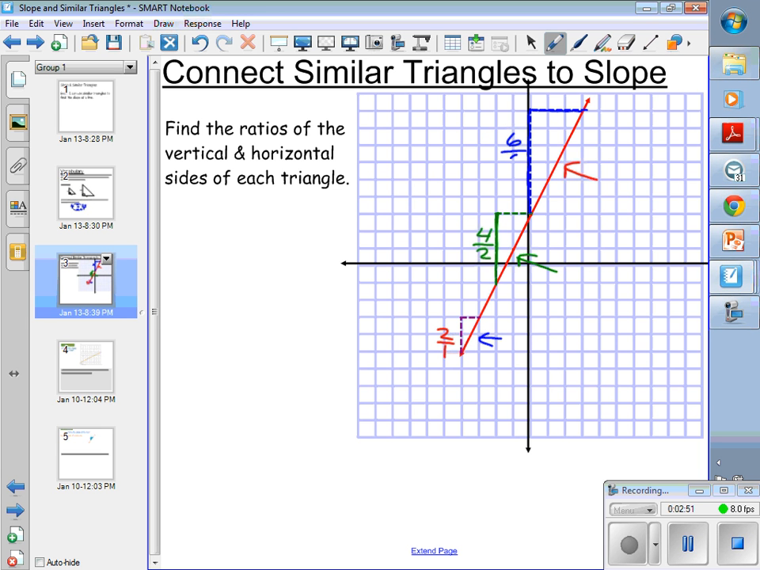So 6 to 3. Okay, so if you look at those, all of those would simplify down to 2 to 1. So again, we can use our slope of our line to see similar triangles.